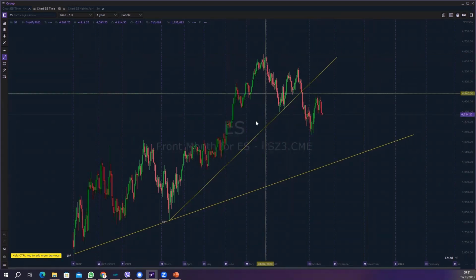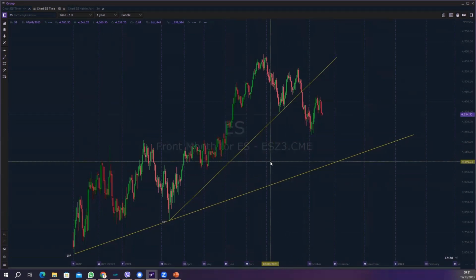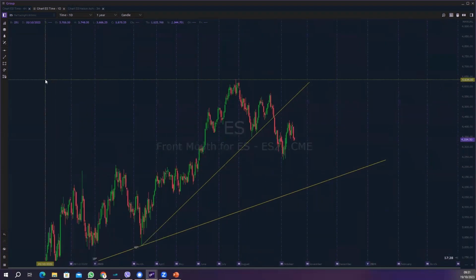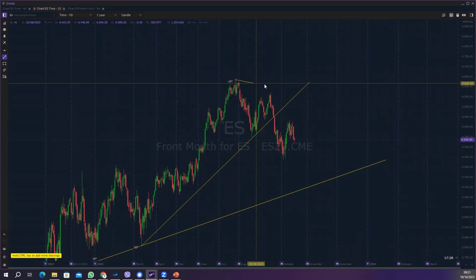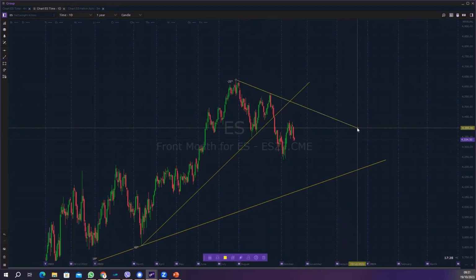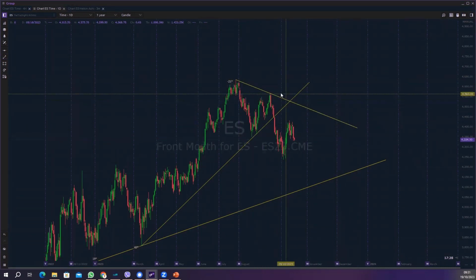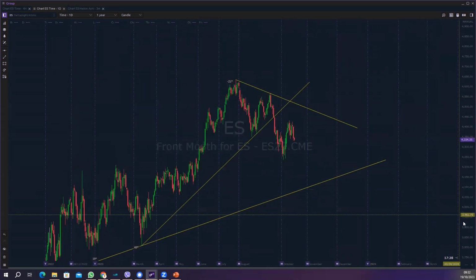And the most important thing is to notice a series of higher highs and higher lows, or lower highs and lower lows. Why? Because this defines the trend. Sorry, let me get rid of this. A trend is a series of higher highs and higher lows. Right now, what do we see? We have one high, two, three highs. So we start having a lower trend.